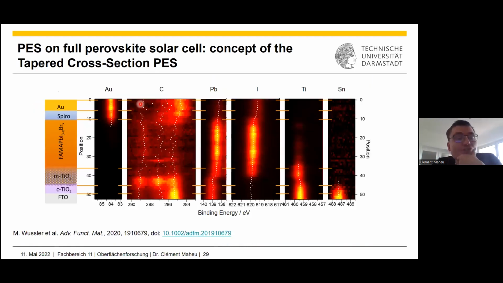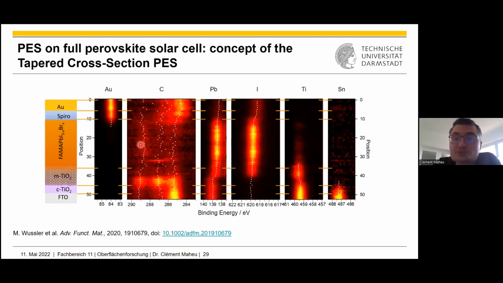So that leads to such kind of graphics. You can see here that you have 50 positions, and at each position you can measure some core level spectra, some UPS spectra. And here we made a heat map, and you can see that the color indicates a strong intensity. So at the beginning, you have a strong signal of gold that then disappears. And then you have a strong intensity for lead and iodine, indicating that here you have your perovskite sample, and at the end you can see the titanium dioxide layer, and you can identify all your layers across the tapered cross-section.